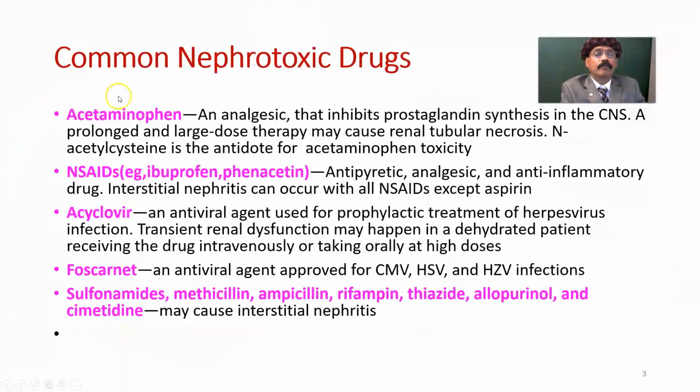Okay, then a very popular analgesic, acetaminophen, also called Tylenol, also called paracetamol, is an analgesic that inhibits prostaglandin synthesis in the CNS. Prolonged and large dose therapy may cause renal tubular necrosis. There is an antidote called N-acetylcysteine, the antidote for acetaminophen toxicity.